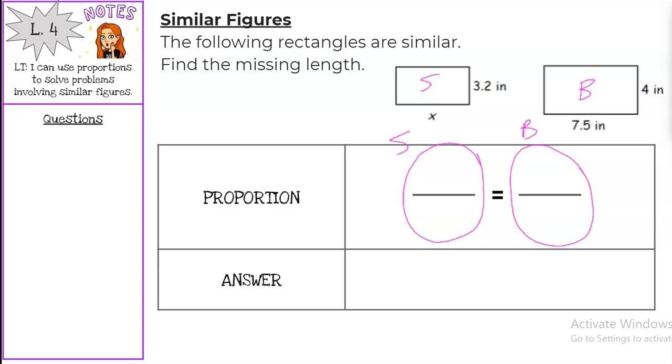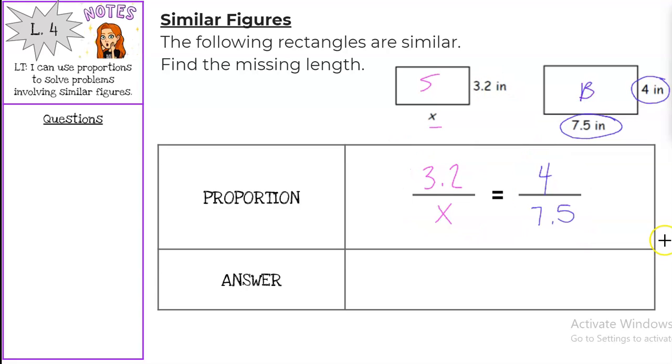So for the small figure, we have 3.2 and we have x. Then when we write the big fraction, we have to go in that same order. If we started with 3.2, we'd have to start with 4 because they're on the same side of the rectangle. And then across from x would be the 7.5. So now that we have our proportion, all we have to do is solve it.